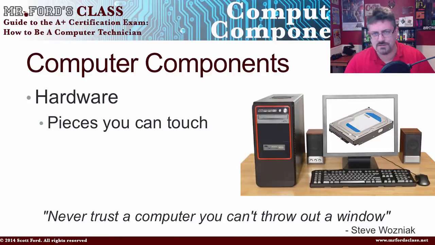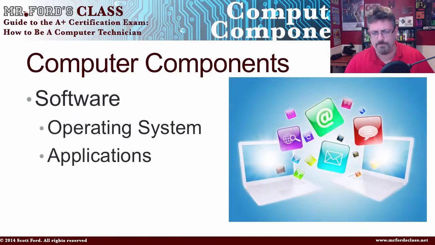The next general category would be software. Software is what runs on the computer, and you have something called an operating system, which runs the computer itself. It communicates between the user, which would be you, and the hardware. So it keeps track of all that stuff. It allows things to happen. And then, of course, you have the applications.